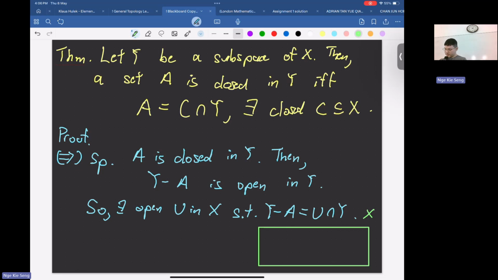This is X. What's your Y? Let's draw Y first, because Y is a subspace. And then you have some A. A is closed in Y, right? Maybe A is somewhere like this. So Y take away A, where is it? How should this U look like?